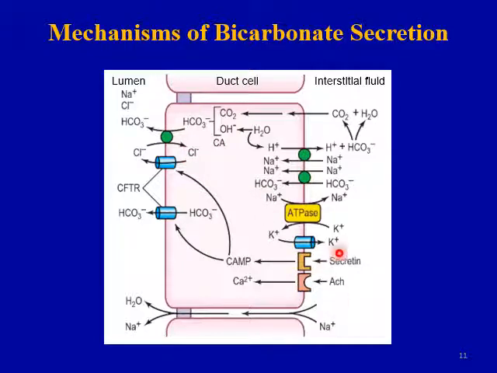But if the duct cell is stimulated by secretin and acetylcholine, this exchanger cannot cope with the amount of bicarbonate that is needed, because the amount of chloride available in the pancreatic fluid coming from the acinar cells is not enough for the release of a large amount of bicarbonate. So stimulated cells will depend on another new transporter that, under the effect of cyclic AMP, will cause the release of a large amount of bicarbonate into the lumen of the pancreatic duct.